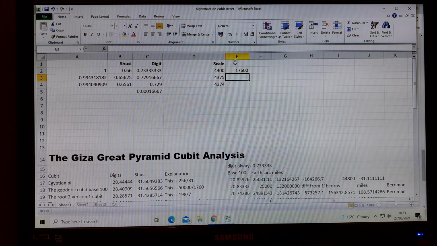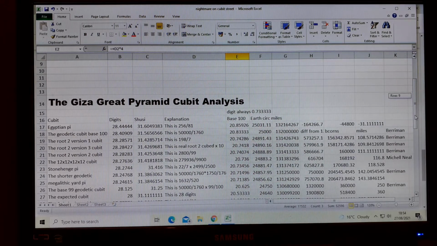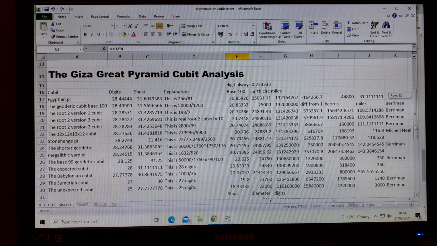we're getting the scaling factor that's going on at the GP. So we know that's 10 times the Giza base length. So we're getting 176, 175 and 17496. And it's all whole number as we've come to learn from the analysis of Giza. And every one of these cubits that I'm calculating is producing an earth circumference and a Giza base length, but I'm just looking at earth circumferences here because we want to see what's going on with this Shusi.